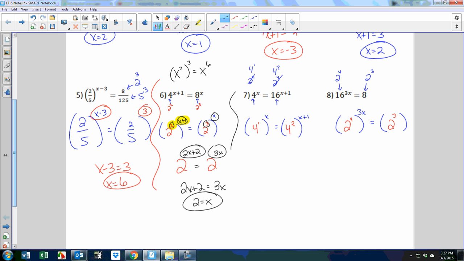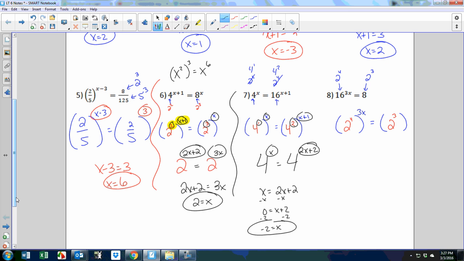Number 7, power raised to a power, so 4 to the x equals, multiply your exponents again, 4 to the 2x plus 2. Set them equal. Your exponents are x equals 2x plus 2. And then subtract. You've got 2 ways to finish solving. I'll subtract x from both sides, so 0 equals x plus 2. And then subtract 2. So negative 2 equals x.